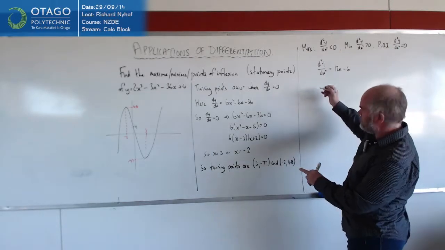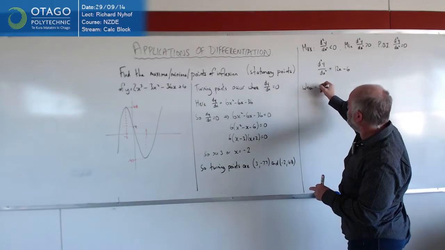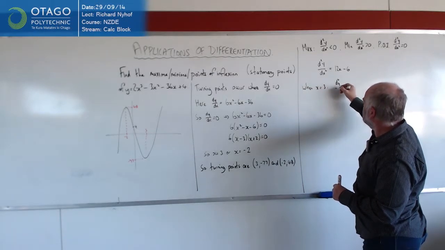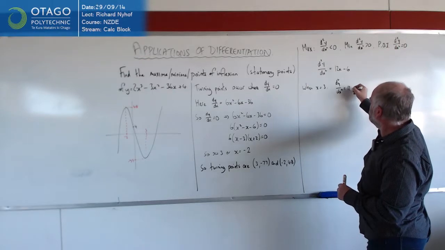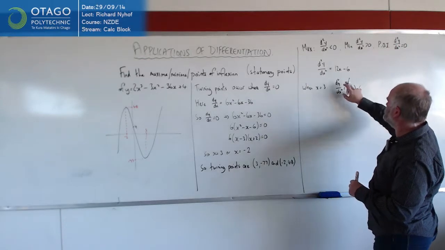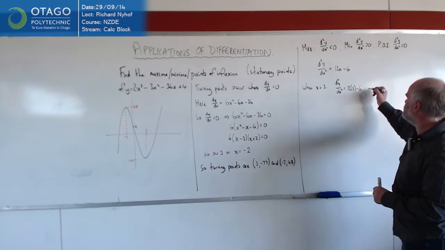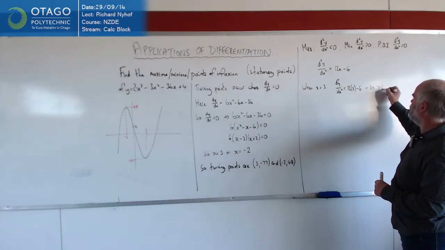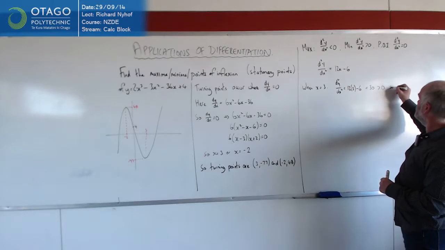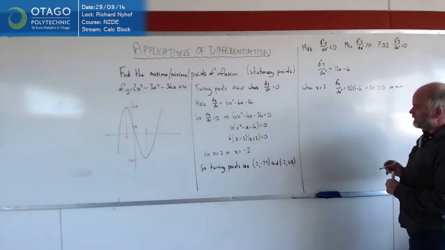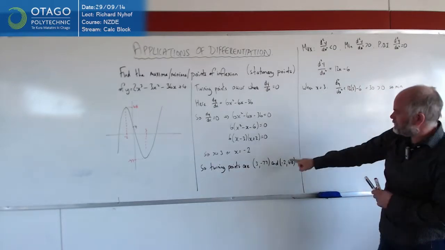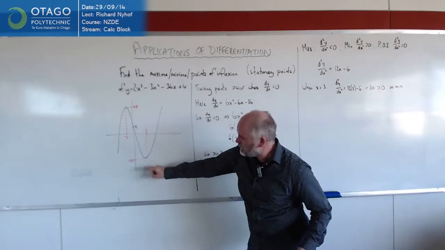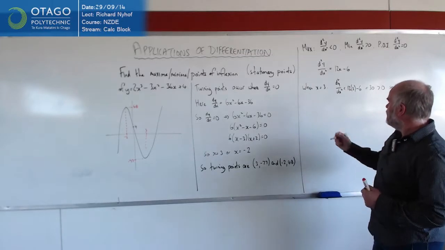So let's do that. When x equals 3, my second derivative is 12 lots of 3 minus 6, just putting my 3 where I had x. 36 minus 6 is 30, which is certainly bigger than 0. So that one's a minimum, which makes sense. So when x equals 3, I'm claiming there's a minimum, which we have. It does seem to work.